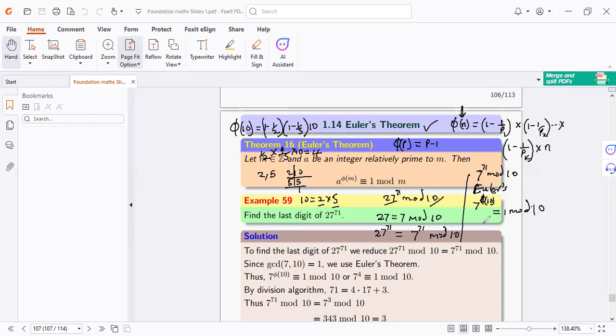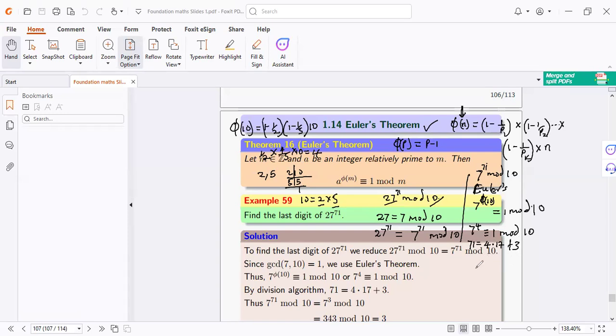So back to my question here. 7 raised to phi of 10 is the same as 7 raised to 4, which is equivalent to 1 mod 10. But what we're supposed to get is 7 raised to 71. What we have is 7 raised to 4. So we write 71 in terms of 4. By division algorithm, 71 is the same as 4 times 17, and the remainder will be 3.